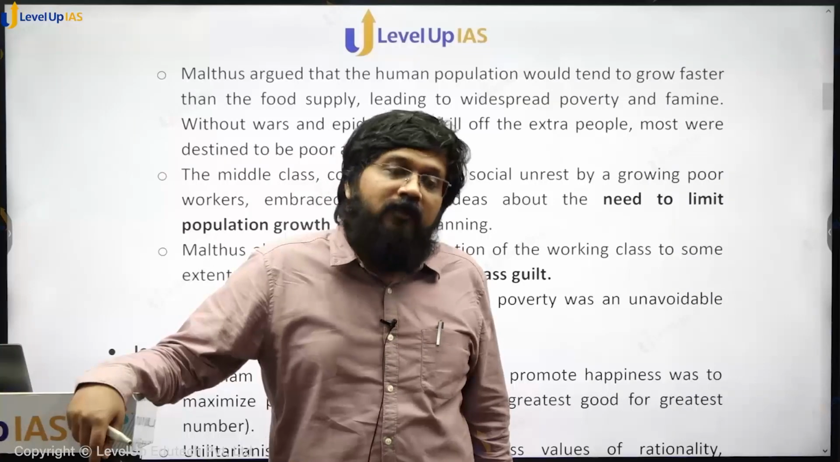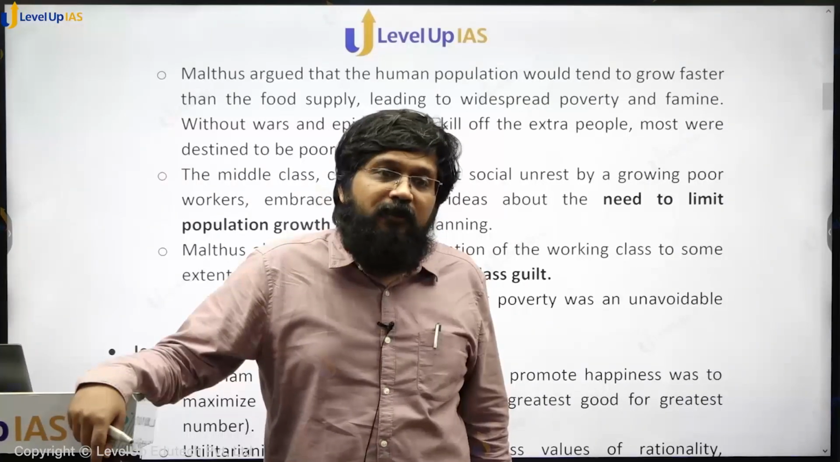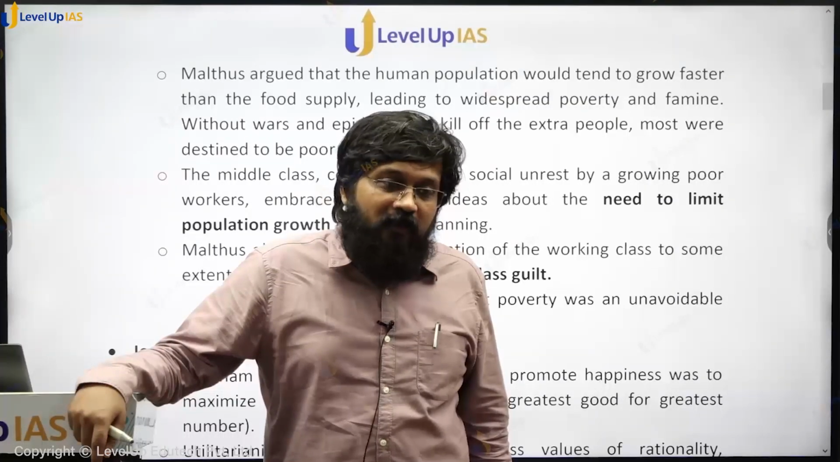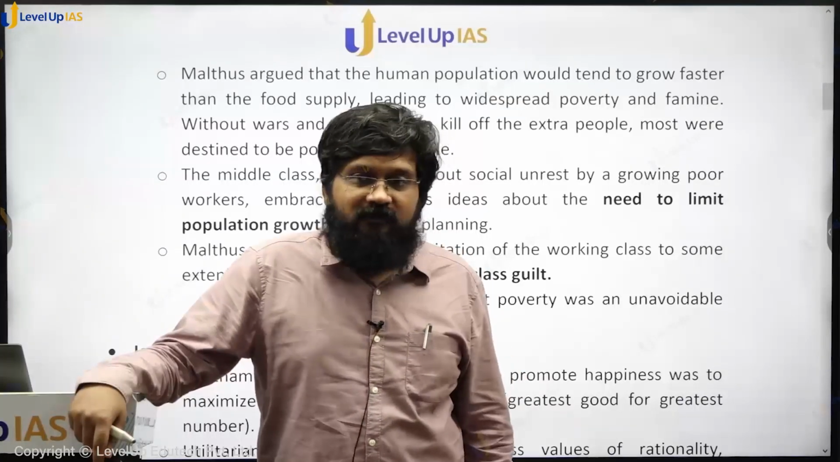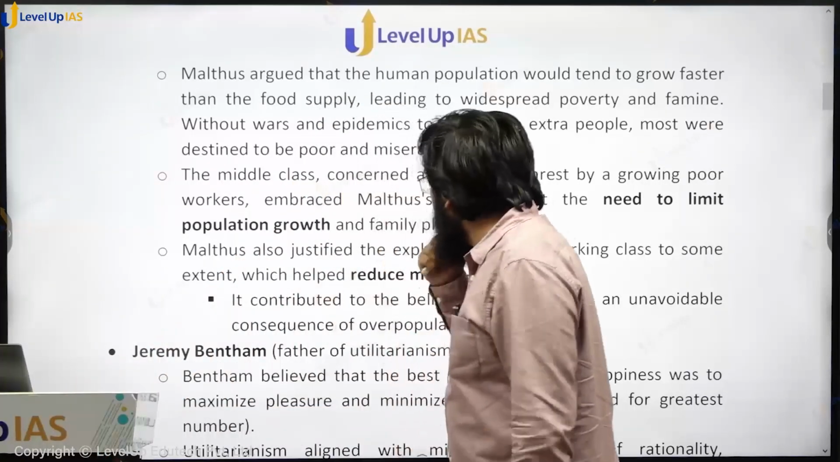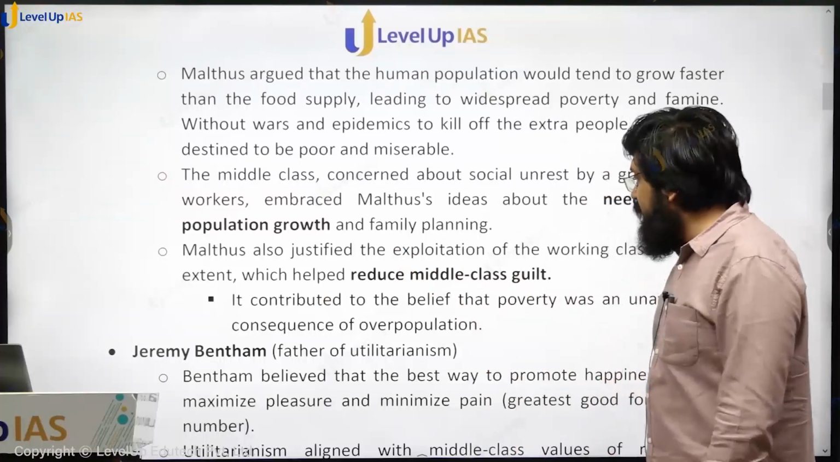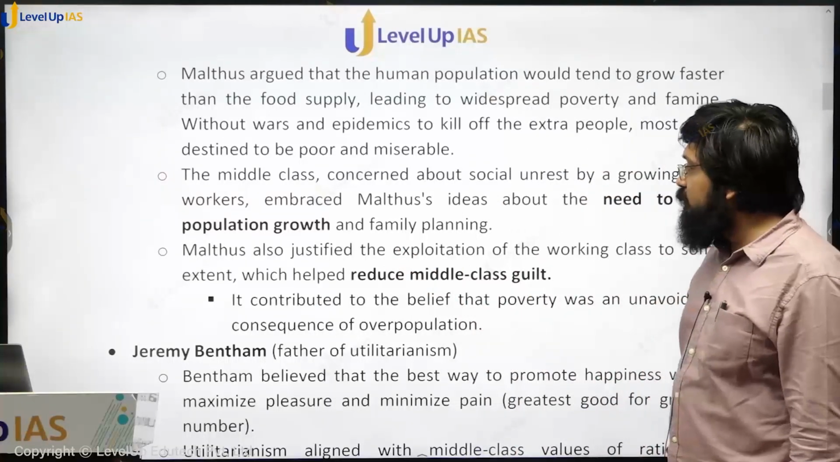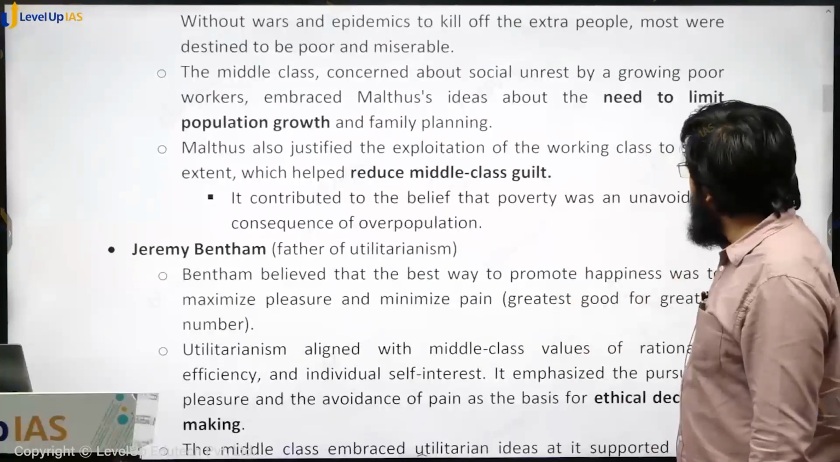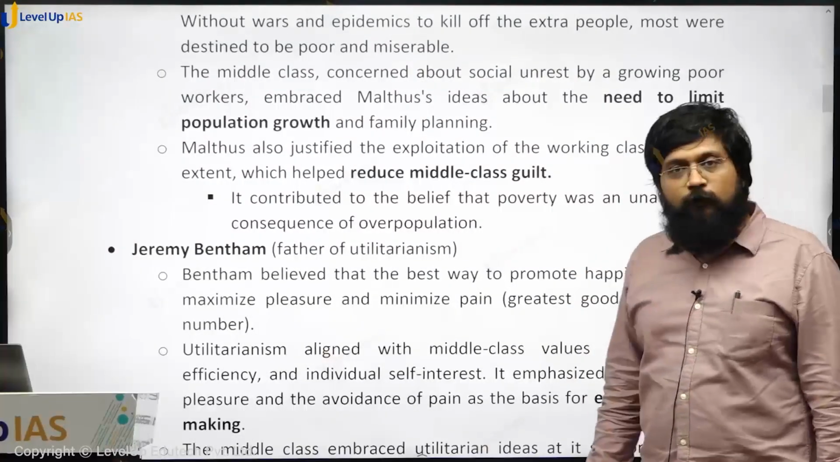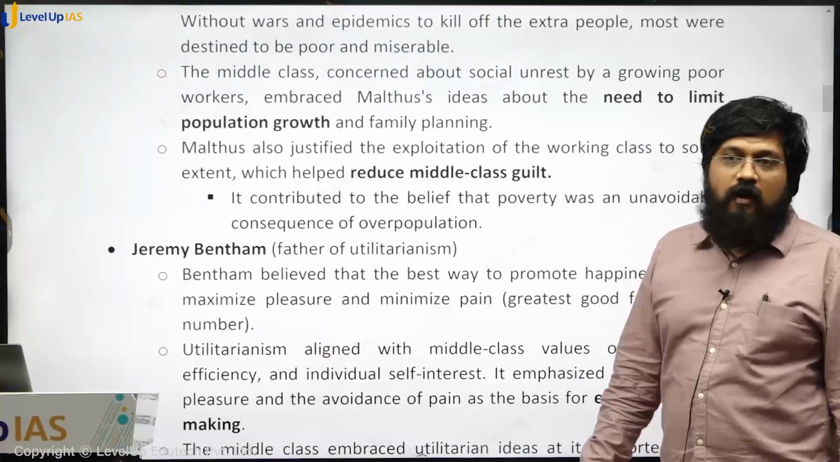How do you use that in your answer? You will write it in famine policy. In modern India, famine policy will include this point. So Malthusianism also justified the exploitation of the working class to some extent, which helped reduce middle class guilt. It contributed to the belief that poverty was an unavoidable consequence of overpopulation. What can we do? You have more children.